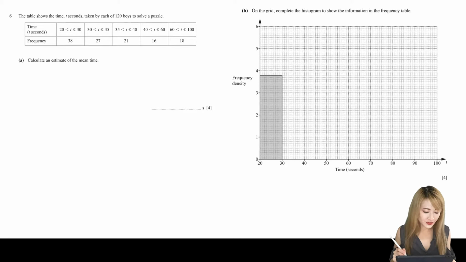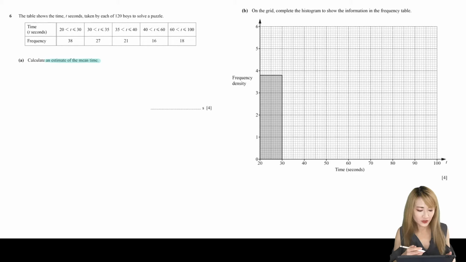The table shows the time t seconds taken by each of the 120 boys to solve a puzzle. Calculate an estimate of the mean time. So we're given information in a table and it's grouped data.